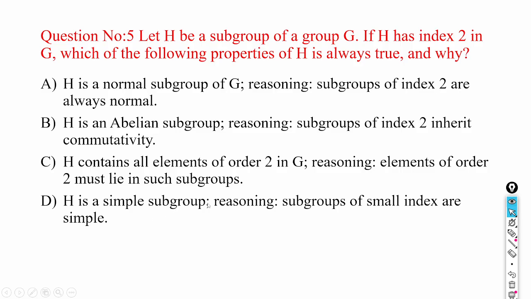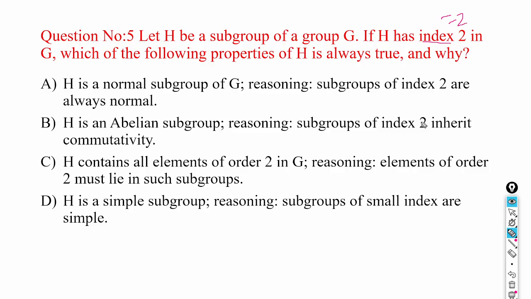H is a simple subgroup. Reasoning: subgroups of small indexes are simple. Then what does the index mean? We need to know here. What is the meaning of index? The index value is 2, which means there are only two cosets.